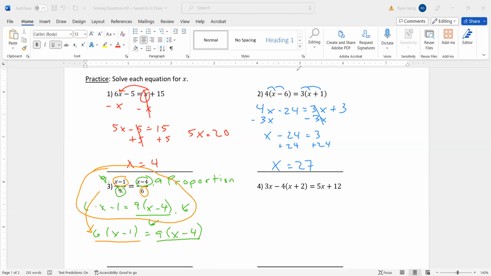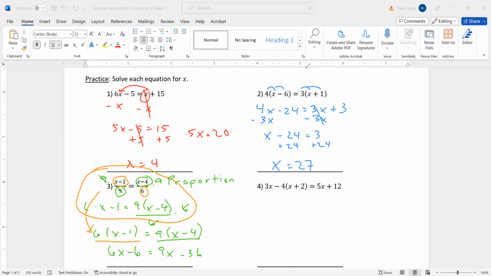Okay, so now we're at a spot. Once we cross multiply, we're at a spot that looks just like number 2. So I'm going to continue this problem to finish it up. So I'm going to distribute the 6. I get 6x minus 6 equals 9x minus 36.